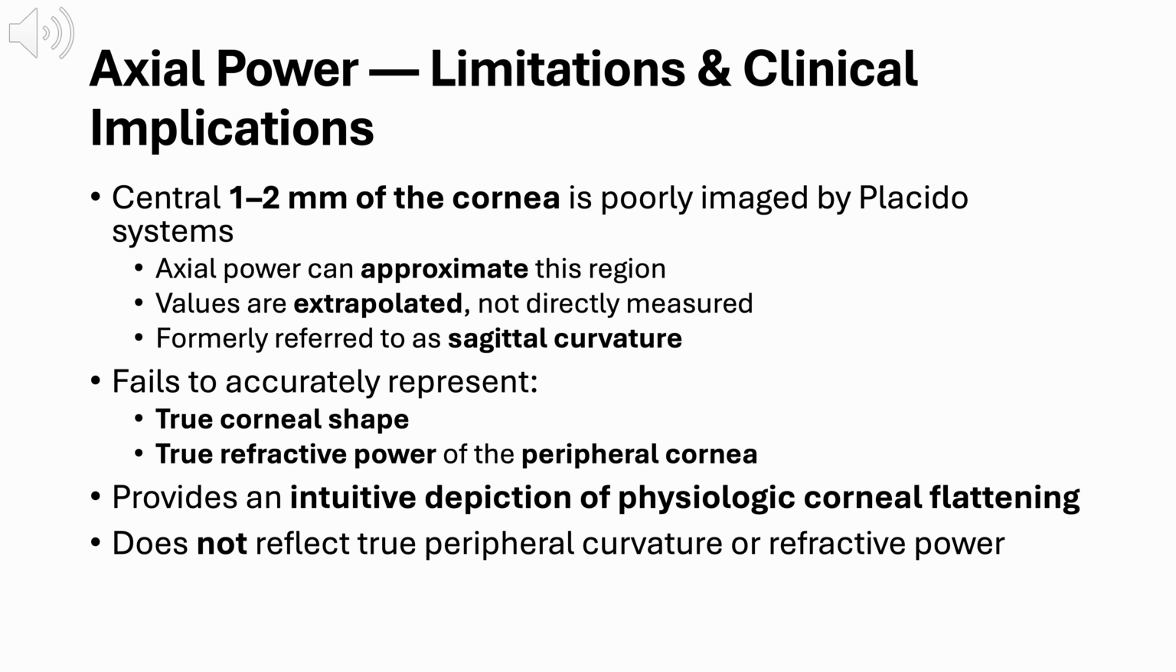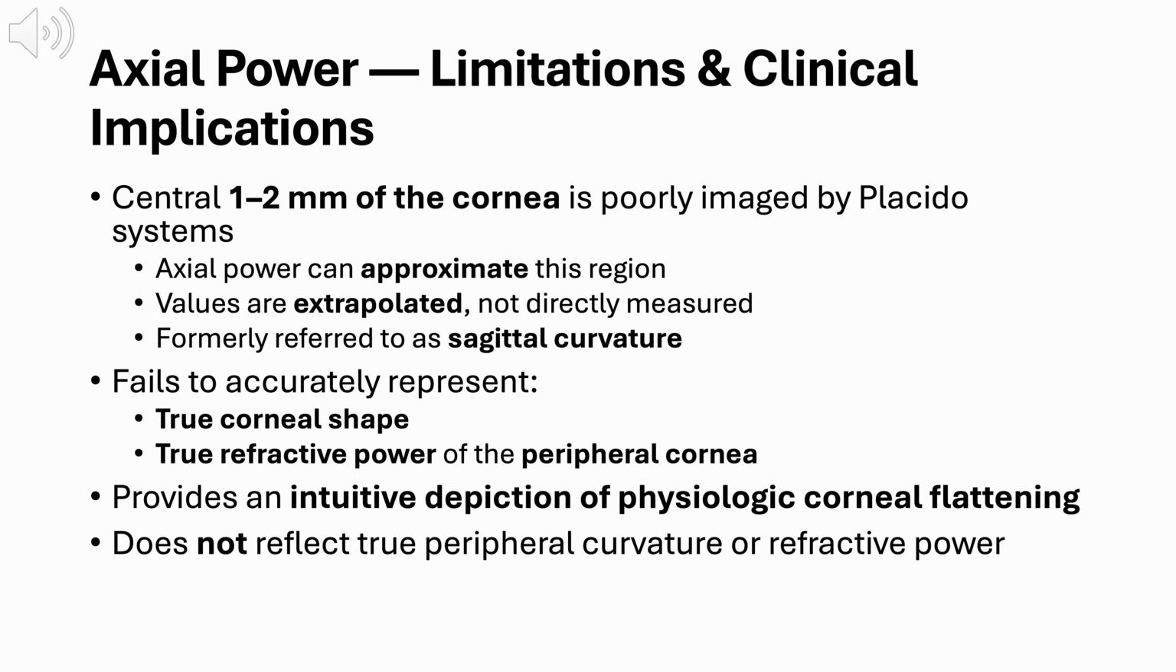Now let's talk about the limitations of axial power maps and what that means clinically. Placido-based systems don't directly image the very center of the cornea, roughly the central 1 to 2 millimeters. Axial power maps try to fill in this gap by approximating that region, but those values are extrapolated rather than directly measured. That's why axial power was historically referred to as sagittal curvature. It's an estimate based on assumptions, not a true local measurement.